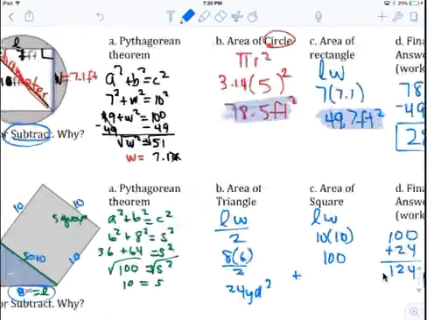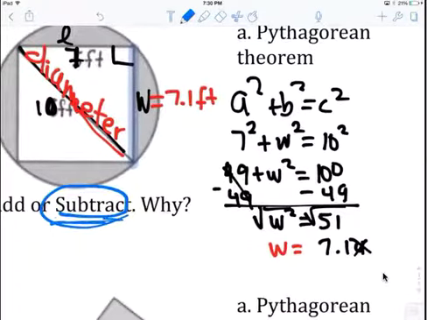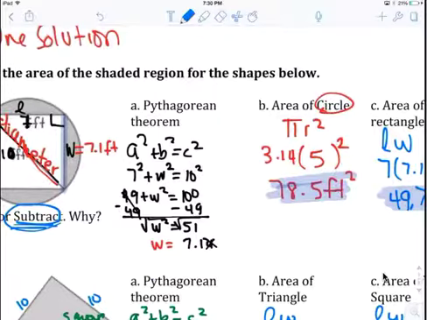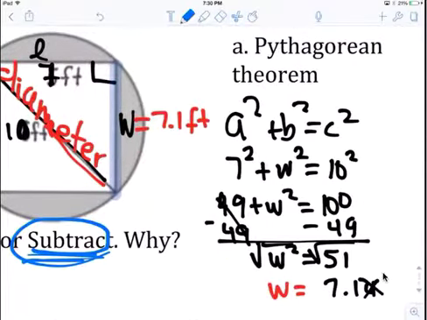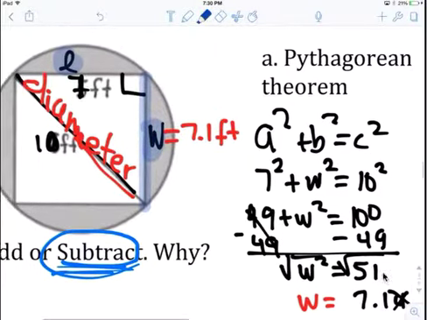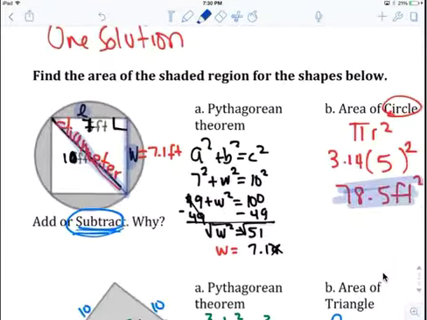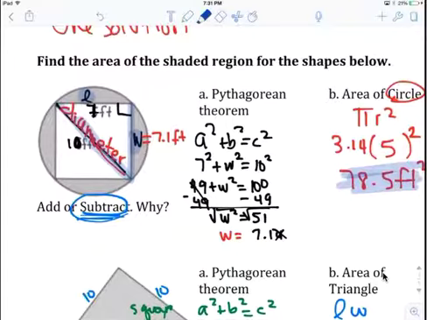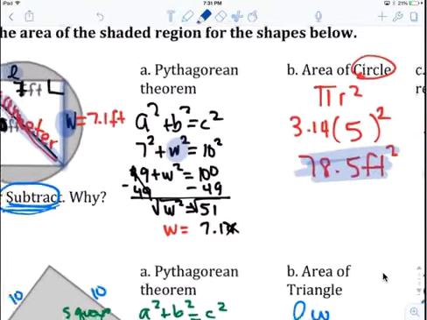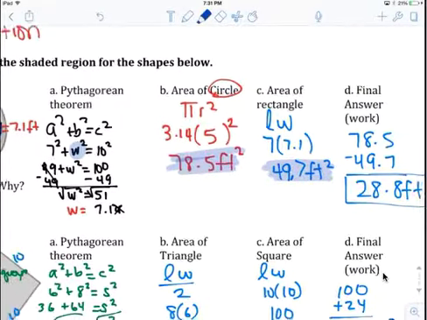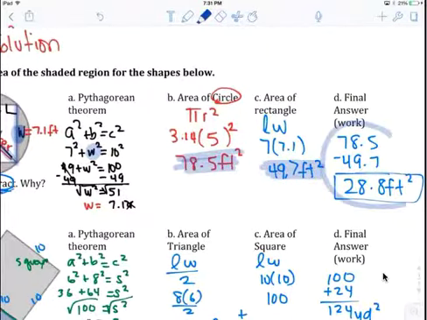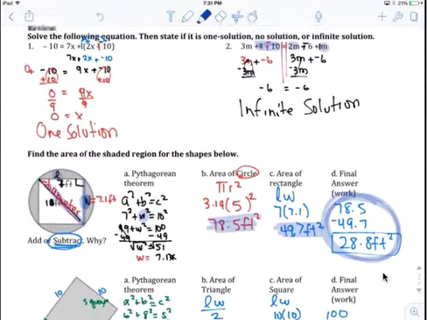Here's the same thing, but you end up subtracting, because notice I labeled length, width, and diameter. a squared plus b squared, and the width is missing right here, so you put b as w. Be careful on that, that's not c. And you do that, and you end up subtracting at the very end to find the area of the shaded region, okay?